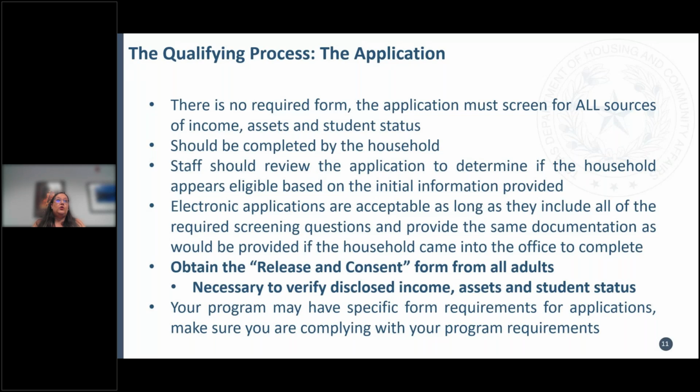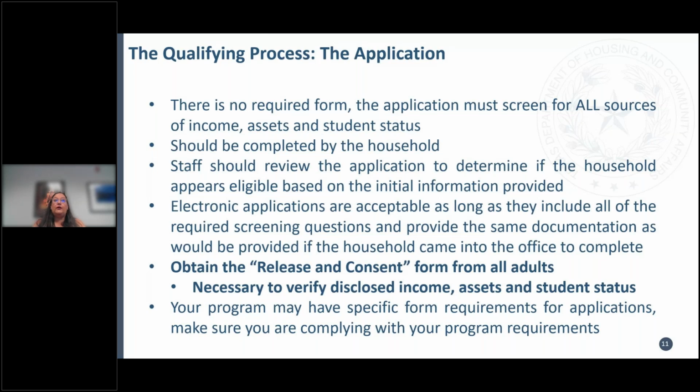You want to make sure that all adults in the household sign a release and consent form. This is necessary to verify disclosed income, assets, and student status in cases where maybe somebody didn't sign an employment verification, but you found out they're employed and you need to send the form over, or you need to verify assets or verify student income, that sort of thing.